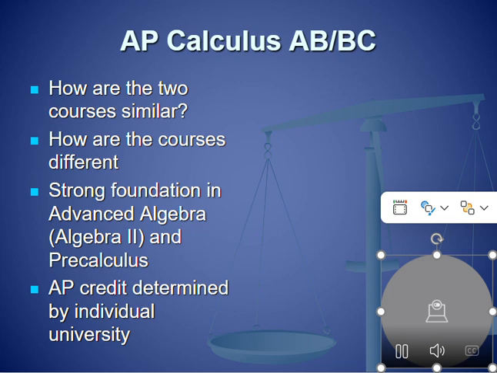I mean, clearly a place where they're different is the volume of content. AP Calculus AB is roughly equivalent to one semester's worth of college calculus taught over a full year. AP Calculus BC is equivalent to 2 semesters worth of college calculus taught over a full year. So in AP Calculus BC, since it's theoretically twice as much material, as you can imagine, the BC class has to move at twice the pace.